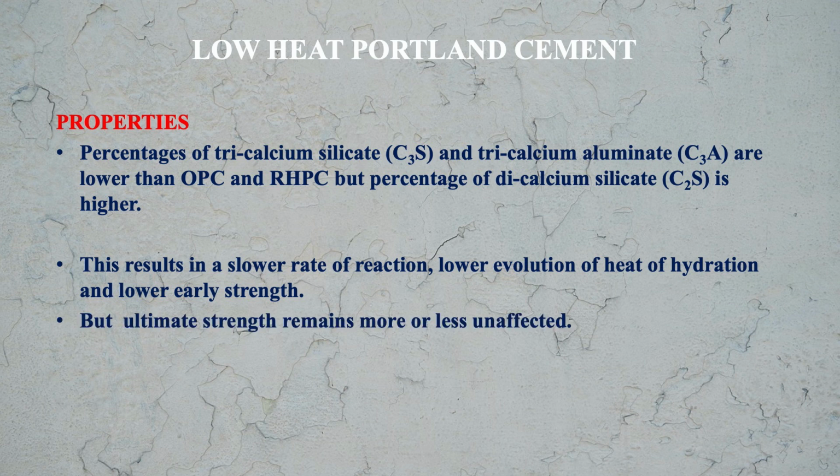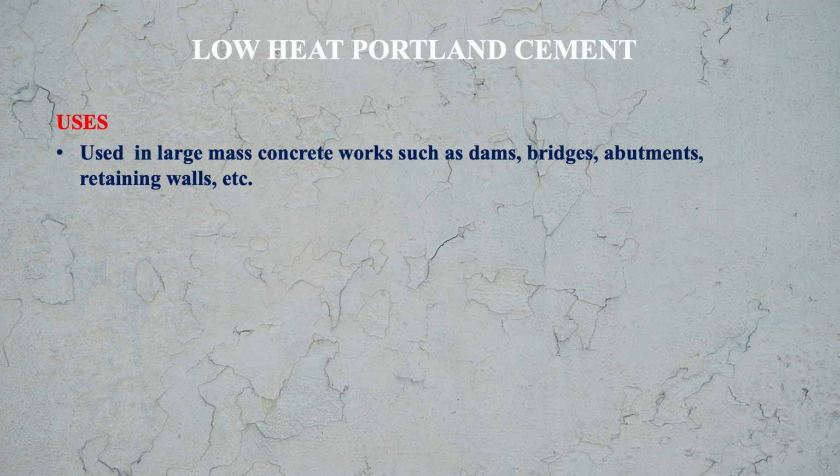But here the ultimate strength remains more or less unaffected. Means here the ultimate strength is almost same as in OPC. What are the uses of low heat cement? Low heat cement is used in large mass concreting works such as dams, bridges, abutments, and retaining walls.